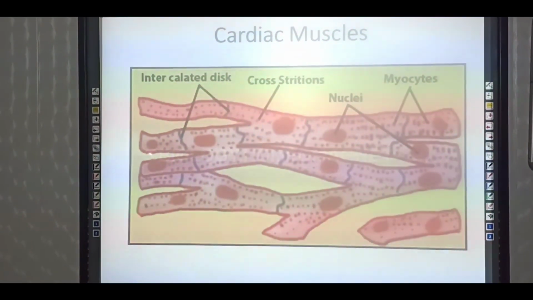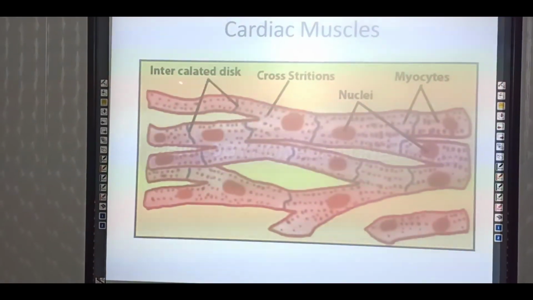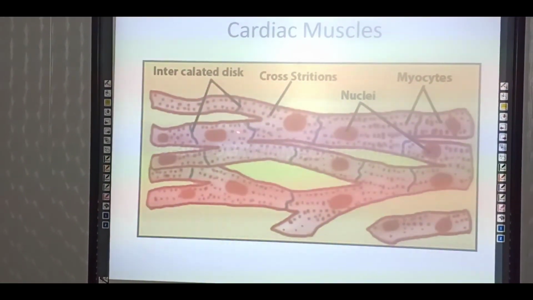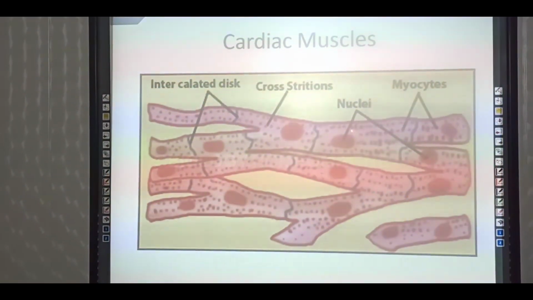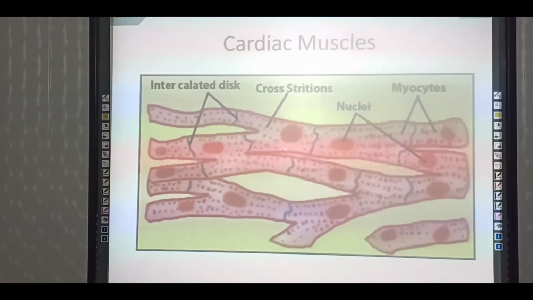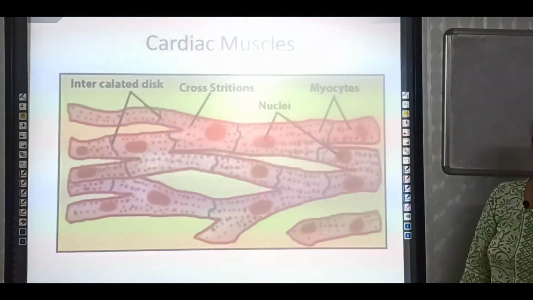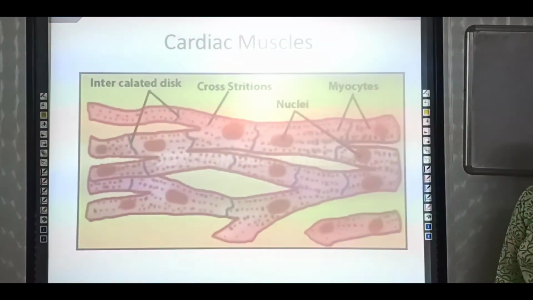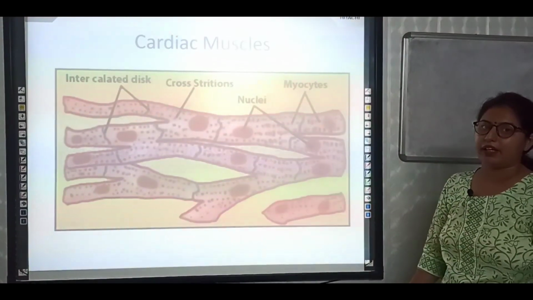Branched muscles, which have these striations as well as the intercalated disc which separates the different cells, because the structure you can see, this is the muscle fiber made up of different cells showing the different nuclei. We have studied the three different types of muscle fiber: the first was the skeletal, second the smooth, and the third the cardiac.